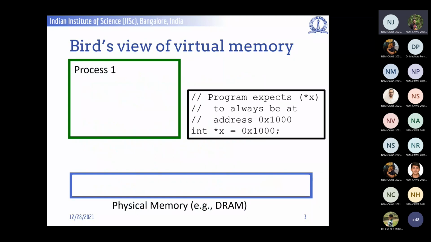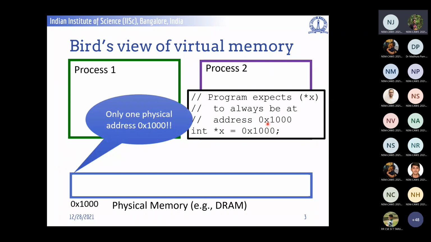Think of a particular process that is running, and it is trying to access some address, say 1000 here. At the same time, in a system, another copy of the same application could run on the same system as well. That process also tries to access the same address 1000. But in physical memory, you would actually have only one address like 1000. So how do you manage such a situation?